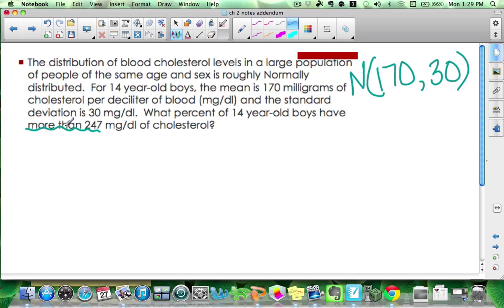This one is a more than, so you're not going to be shading between 2. You're just going to be shading to the right. And you're not going to have 2 z-scores to look up, you're just going to have 1. Please pause the video here and take 5 minutes to go through all 4 steps with this problem, and please help your neighbor if they need it.